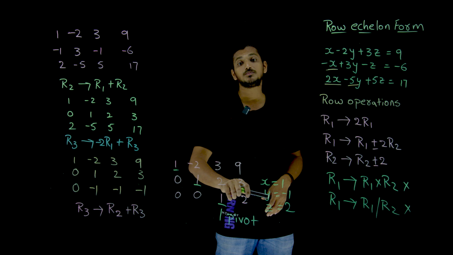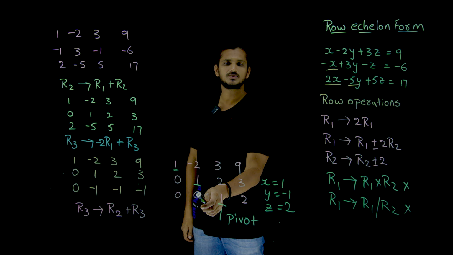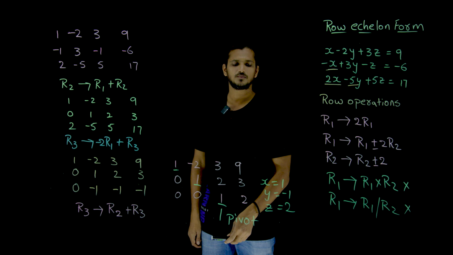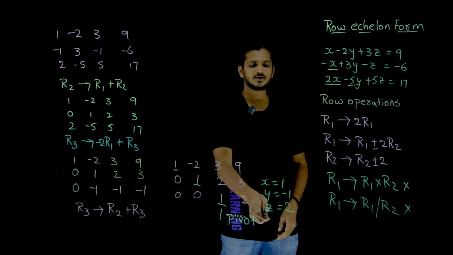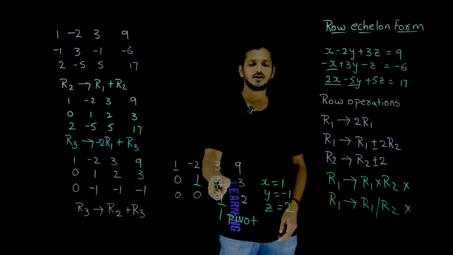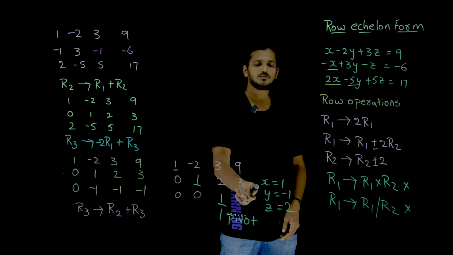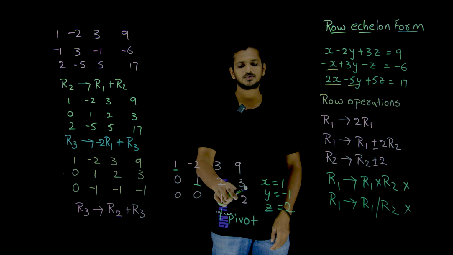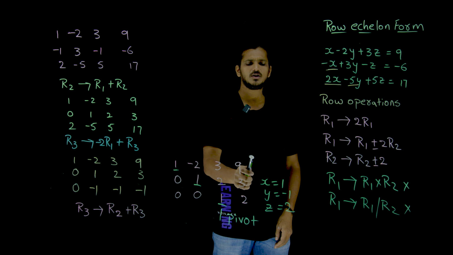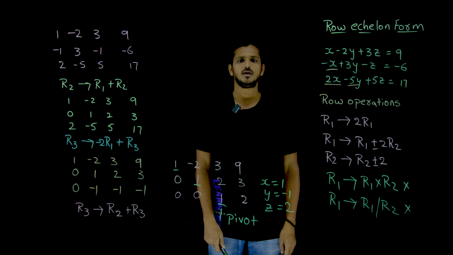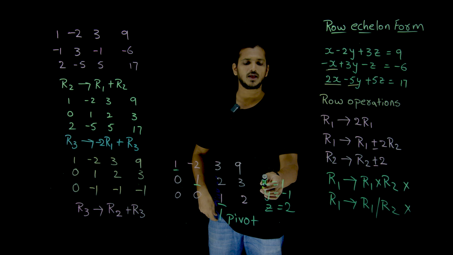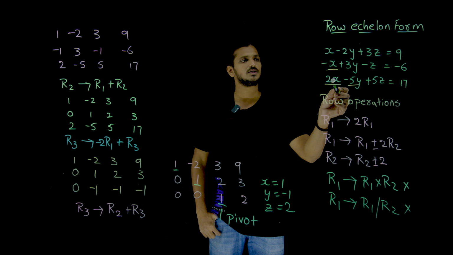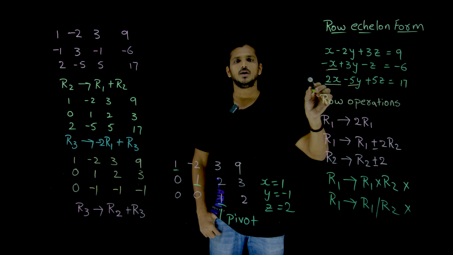Now we can back substitute: 0x plus 0y plus 1z equal to 2, meaning z is equal to 2. Now you can substitute z here. 2 twos are 4, and when this 4 goes to the other side, 3 minus 4, so y is equal to minus 1. When you substitute the z and y values in this equation, you are going to get x equal to 1. So the values are x is equal to 1, y is equal to minus 1, z is equal to 2. These are the values which satisfy all three equations.